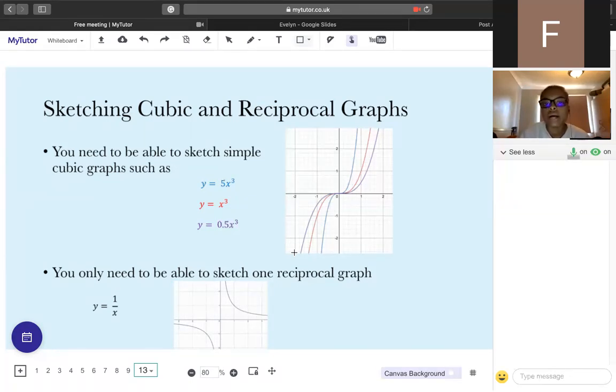So if the number that you're multiplying your x cubed with is large, like say 5x, your graph will be a little bit thinner. If it's smaller, like say 0.5, it will be a little bit wider. So those are the only sorts of graphs which you're expected to know how to sketch in terms of cubic and reciprocal graphs. So that makes your life a little bit easier. You don't need to be able to sketch all different types of cubic and reciprocal graphs.